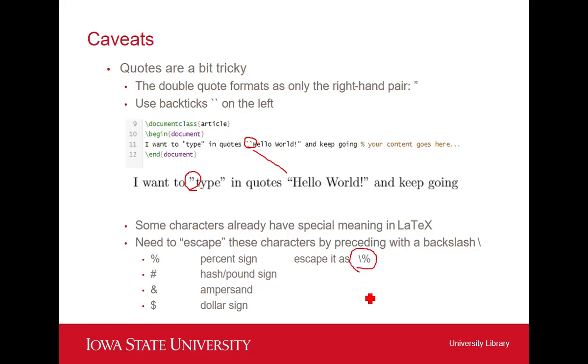So like this. If you wanted to say 50% of us do something, you have to write 50 backslash percent. And that tells LaTeX, don't treat it as what you normally see the percent sign as. Treat it as just a raw character. So these characters are already predefined as a function in LaTeX. If you want them to show up, you have to escape them.